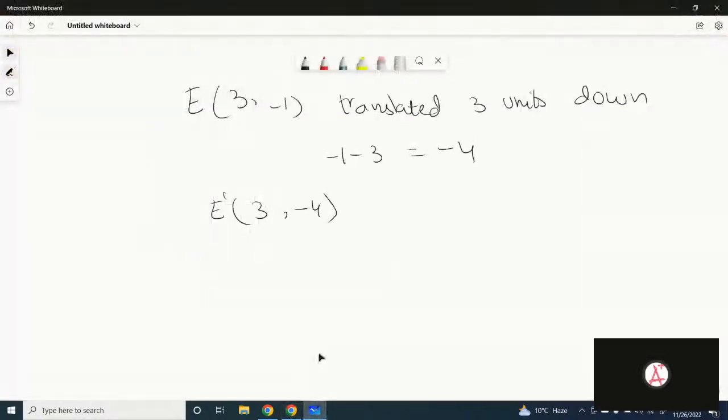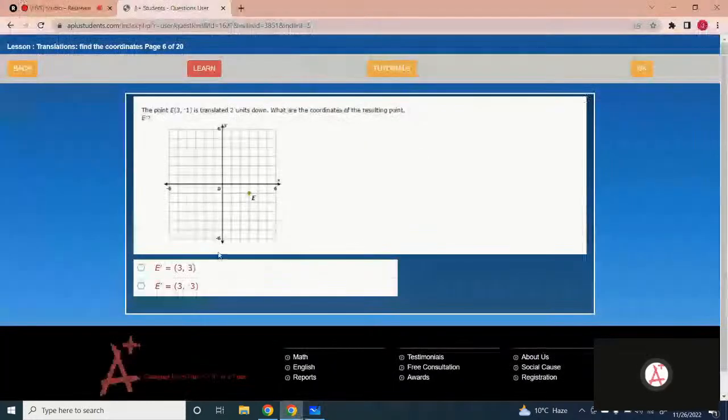It's 2 units, not 3. So it would be -1, -2 is -3. So the new components are 3 and -3. Got it? So just select the correct option and then click on the OK button.